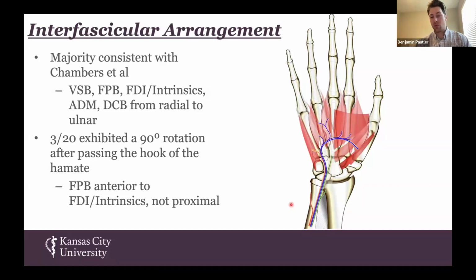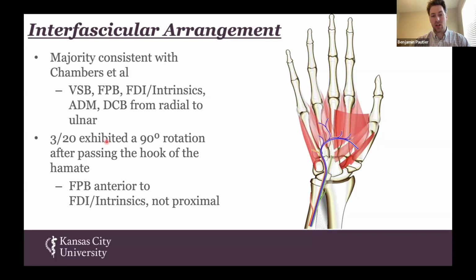This was consistent with Chambers et al. in 17 out of 20. And then the only minor difference that we noted was that in 3 out of those 20, as this blue and purple fascicle coursed into the hand like this, in this image, they are depicted as they were in the majority, with the flexor pollicis brevis being proximal to the FDI intrinsics.